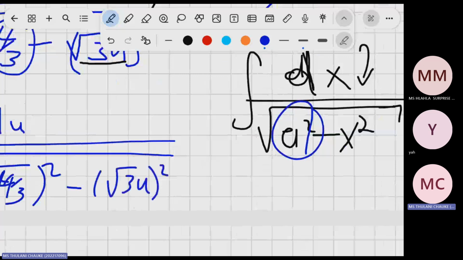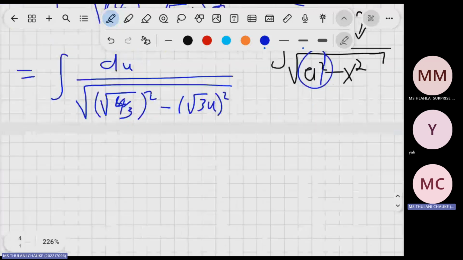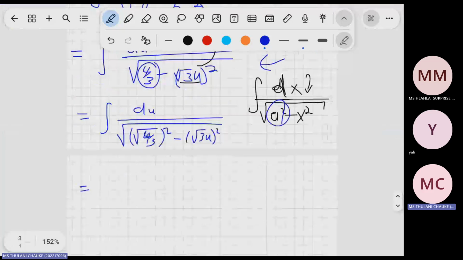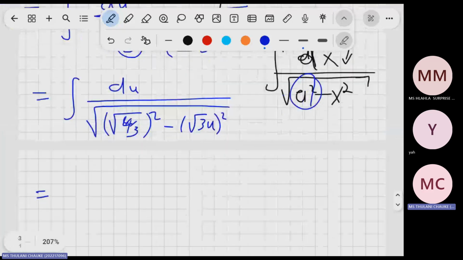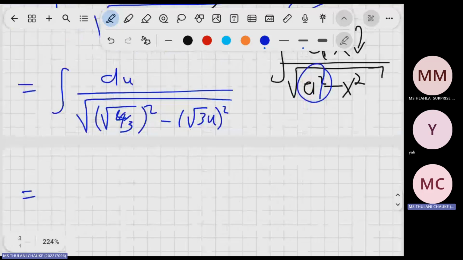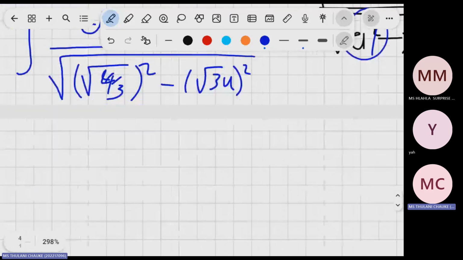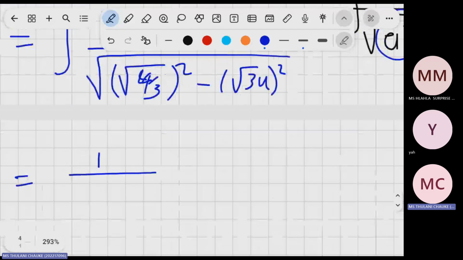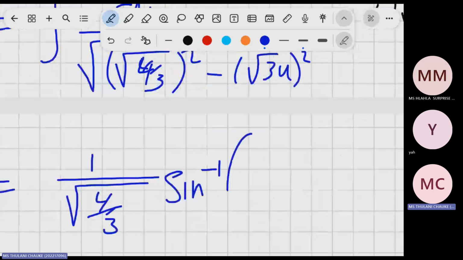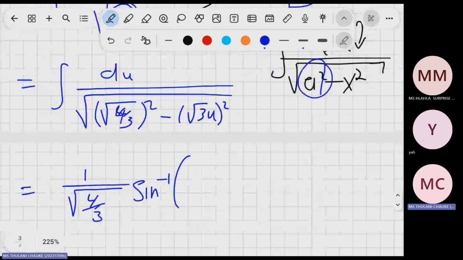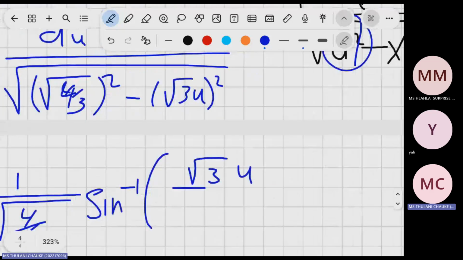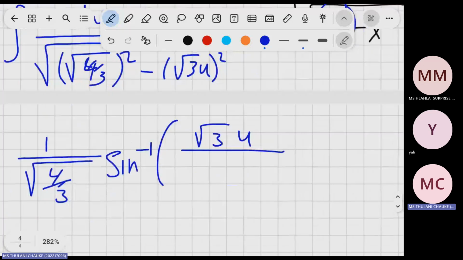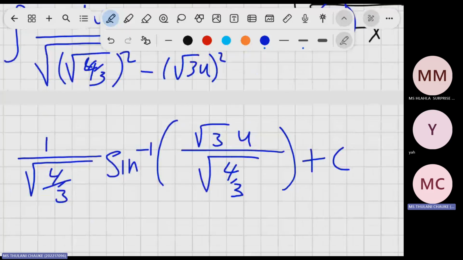So now what I'm going to have is a u. We're going to have what? 1 over the root of 4/3, the arc sine of what? Of root 3u over a, which will be the root of 4/3, and then plus c.